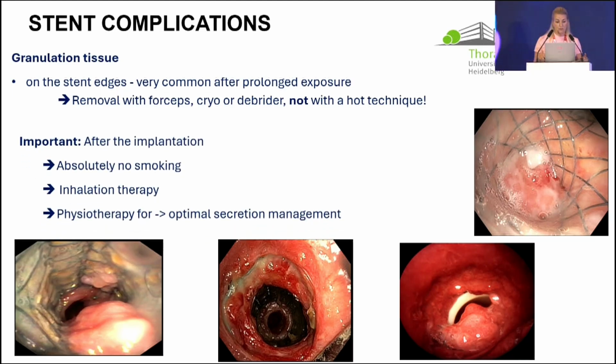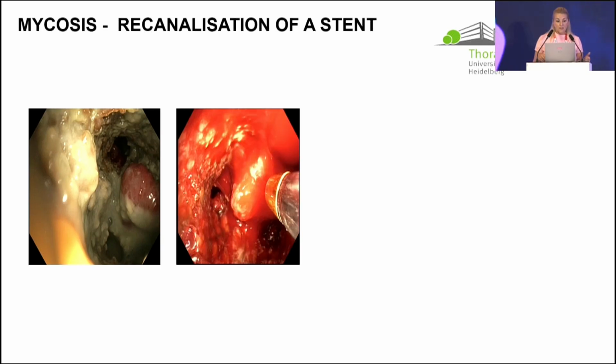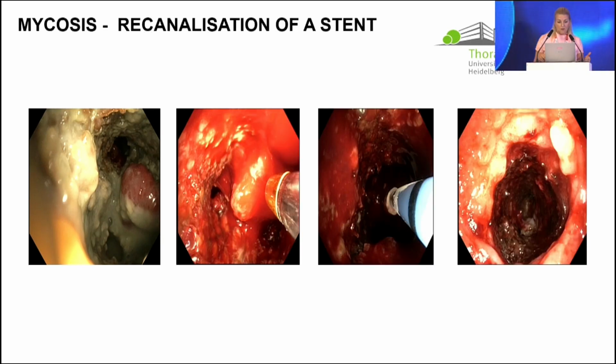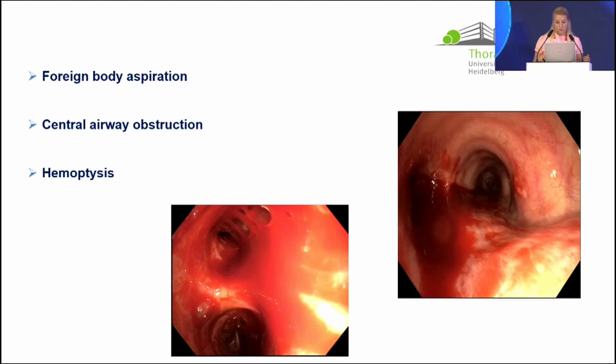Don't forget about this. So absolutely no smoking, inhalation therapy, physiotherapy, optimal secretion management, keeping the lungs free. This is an example of mycosis, recanalization of a stent in a patient who developed mycosis after we implanted the stent, and we recanalized in a long procedure with success afterward and also gave therapy.